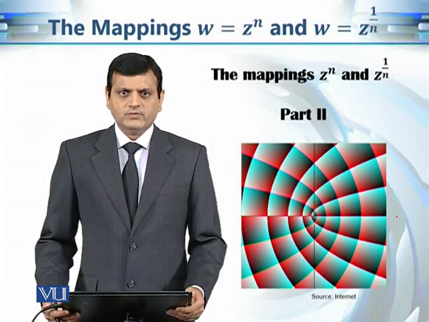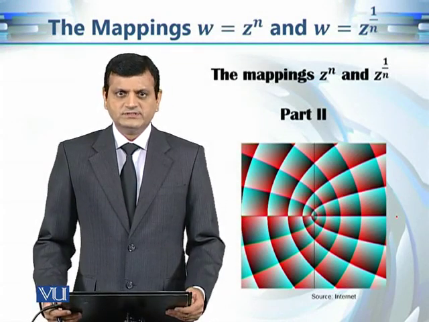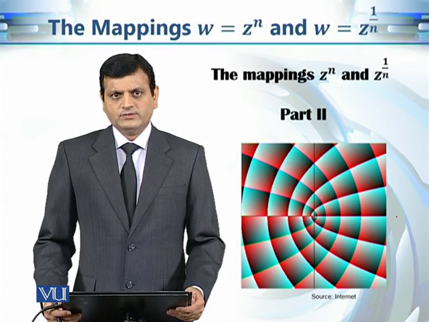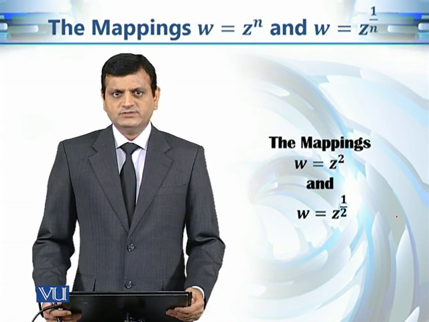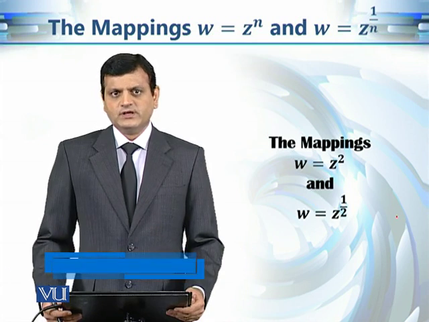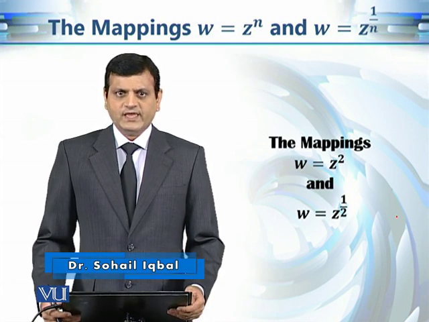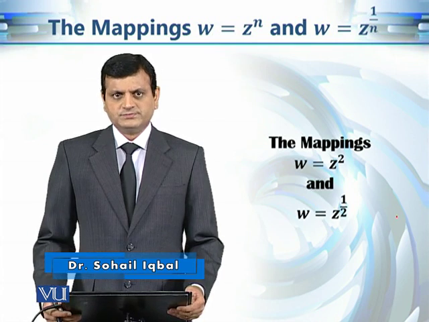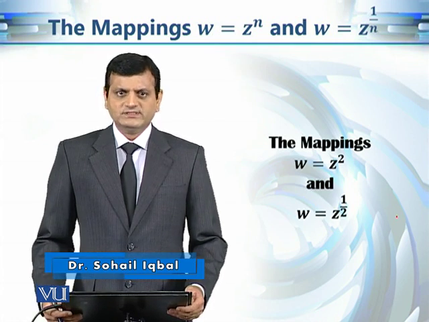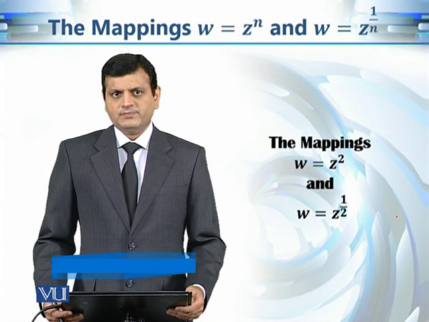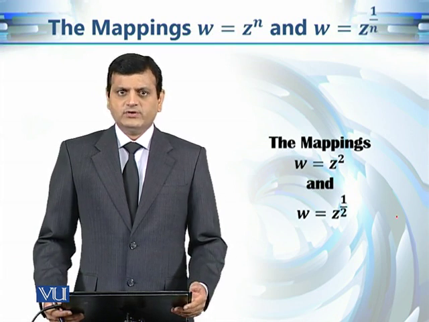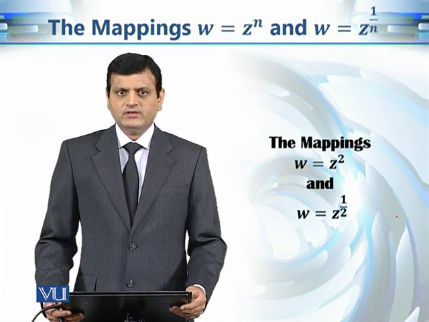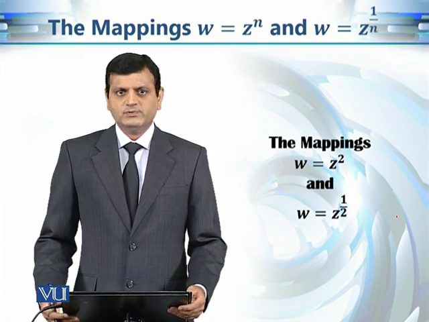This is the second part of our discussion of power functions and root functions. Remember that we started our discussion by taking n equal to 2. In other words, we studied square root functions and principal root functions. We also studied that when we apply the mapping f(z) = z², the vertical and horizontal lines in the z plane become parabolas in the w plane.